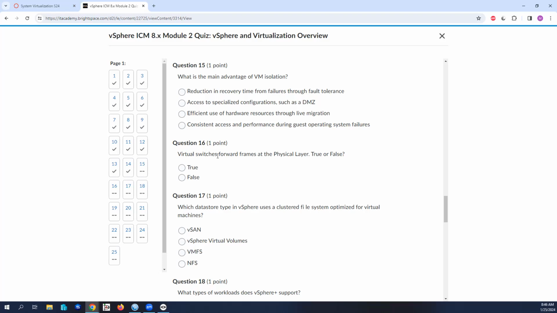We've not covered any of that yet. It's later on down what fault tolerance is. I believe that eliminates number 1, because VM isolation doesn't have anything to do with the secondary virtual machine taking over when the primary one failed. Consistent access and performance during guest operating system failures. That sounds kind of funky too. I don't really like this question and the answers.